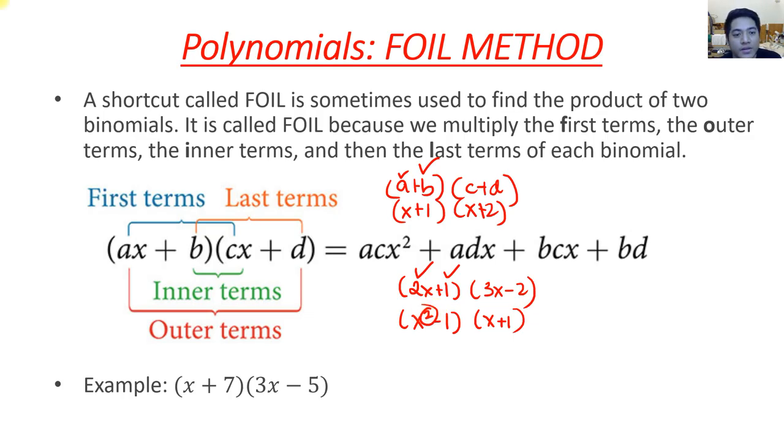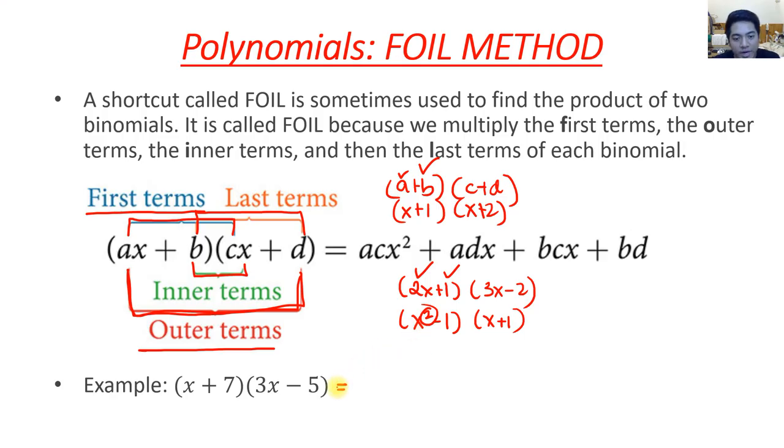The term FOIL stands for the first terms multiplied, the outer terms, the inner terms, and the last terms. The first are these, the outer are the outer parts, the inner are these, and the last represents the last term of the first and the last term of the second. So these are all multiplications, and then simplify in order for you to get the answer.